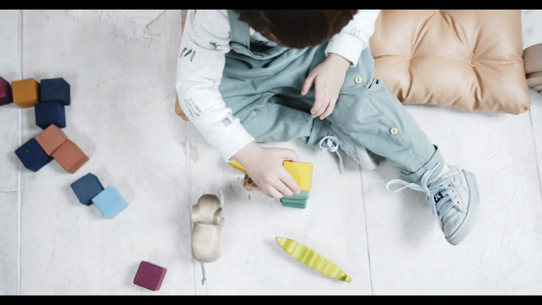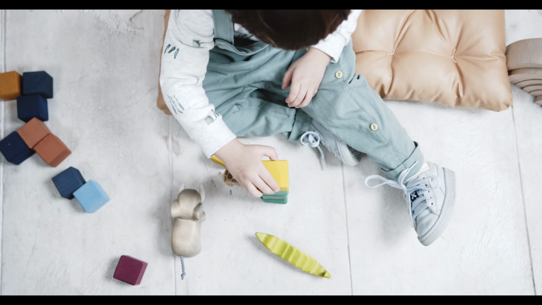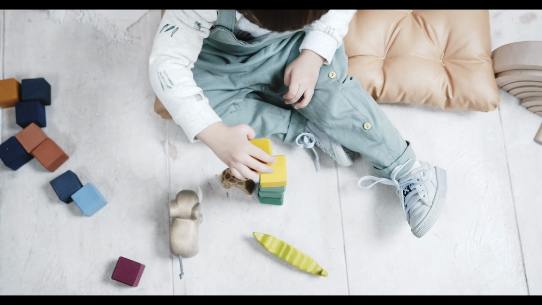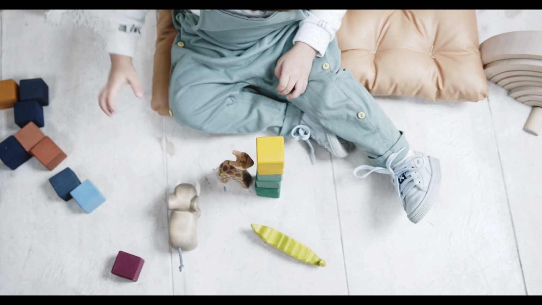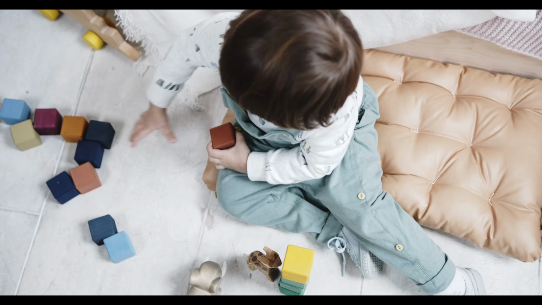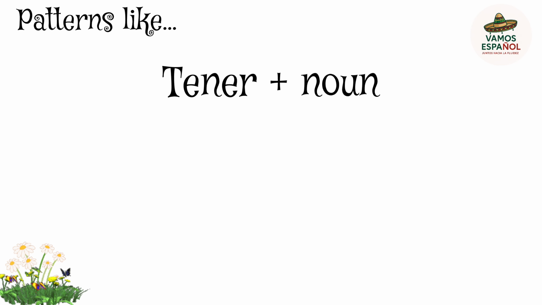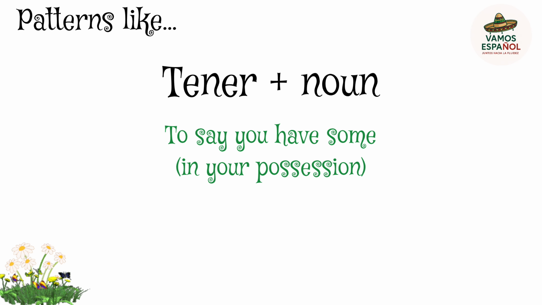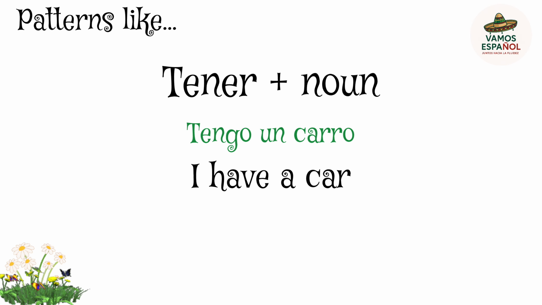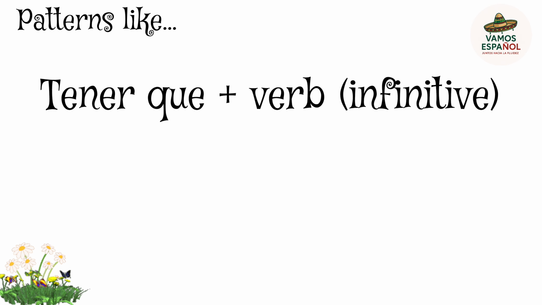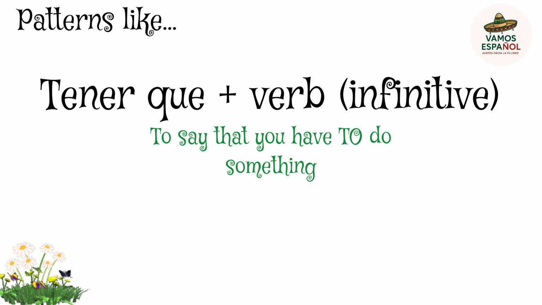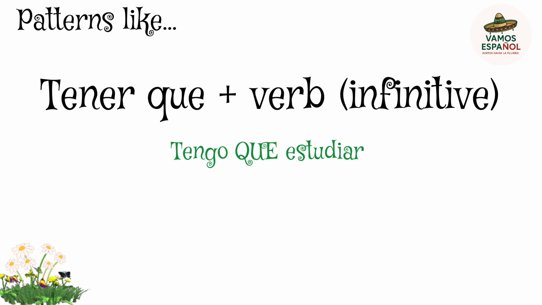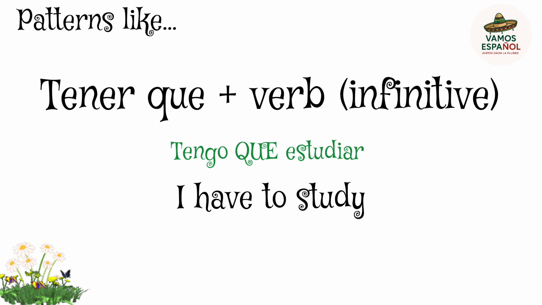Remember what we talked about, patterns and formulas, those little pieces that you can plug new words into, like Legos for building your Spanish sentences, even if you haven't heard them before? Patterns like tener plus noun to say that you have something. For example, tengo un carro, I have a car. Or patterns like tener que plus verb to say that you have to do something. For example, tengo que estudiar, I have to study.